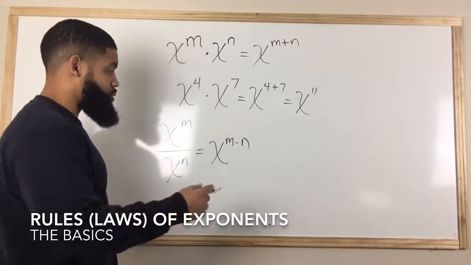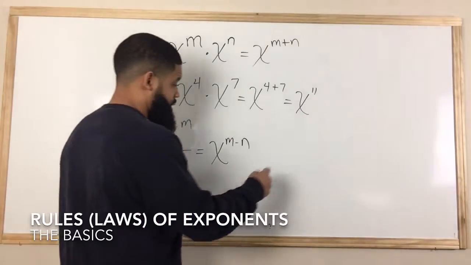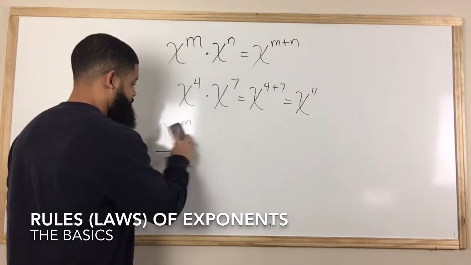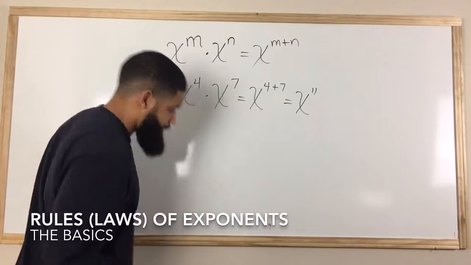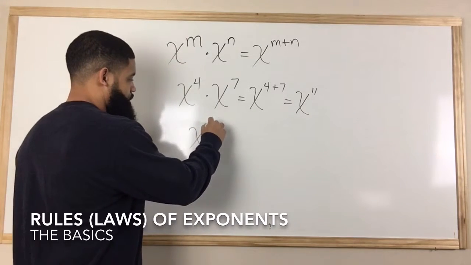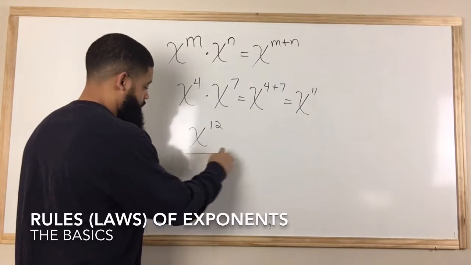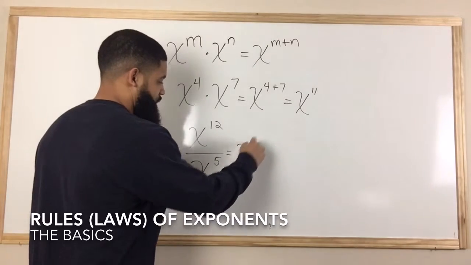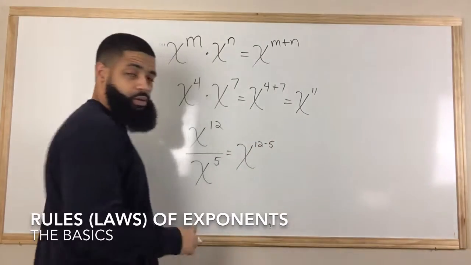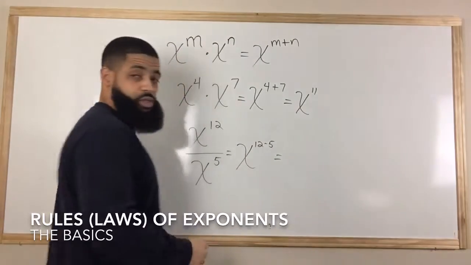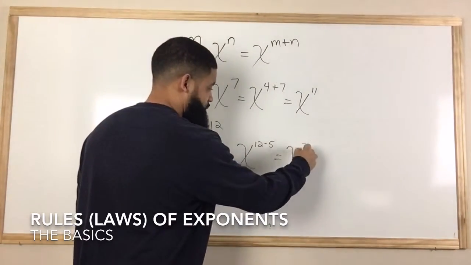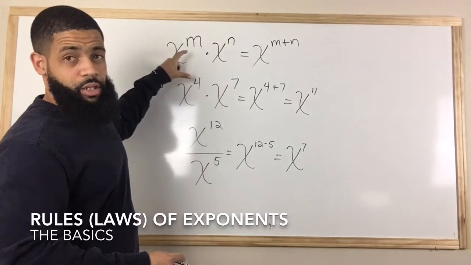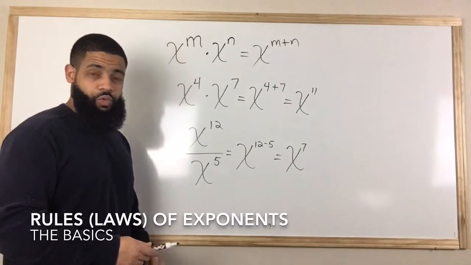subtract those exponents. So in this example, let's say, let's erase this for a second, if I have x to the 12th power divided by x to the 5th power, then that gives me x to the 12 minus 5 power. And 12 minus 5 is going to give me 7. So I would simplify that by simply saying x to the 7th power. So up above we have the product rule, and then we have the quotient rule.